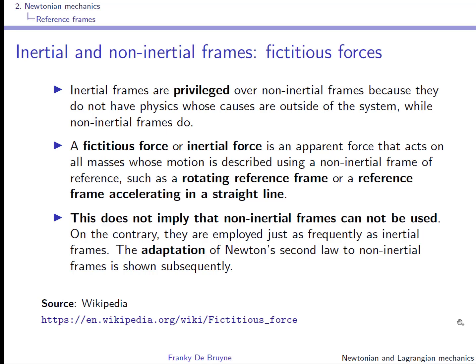A reference frame can become non-inertial for essentially two reasons. For instance, it can be a rotating reference frame and then the velocity vector is changing direction, or it can be accelerating, and in that case the velocity vector is changing magnitude. But these non-inertial frames can be used, and we will see in the next slide how Newton's second law can be adapted, and this adaptation actually causes the appearance of fictitious forces or inertial forces.